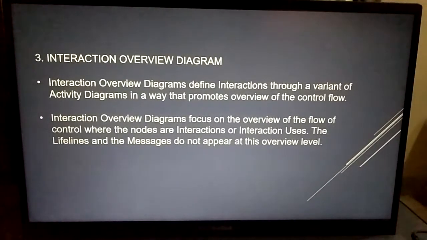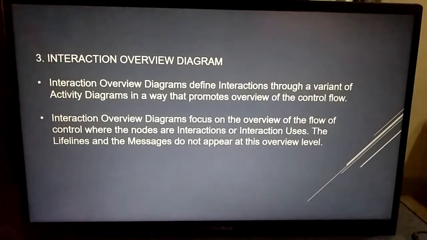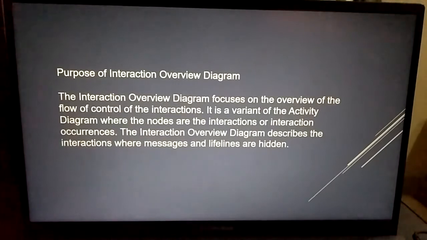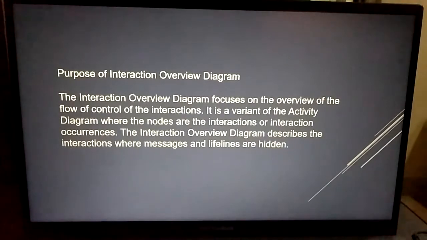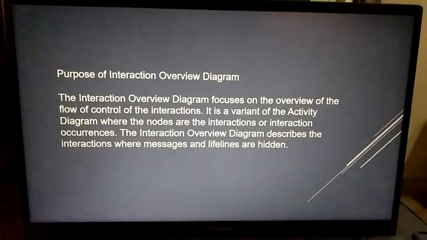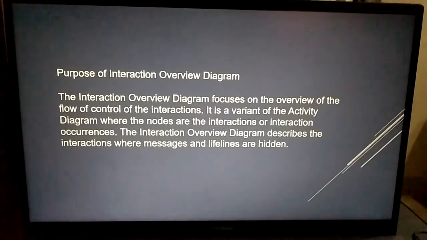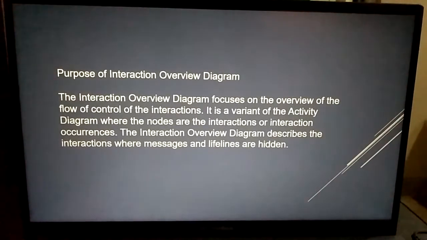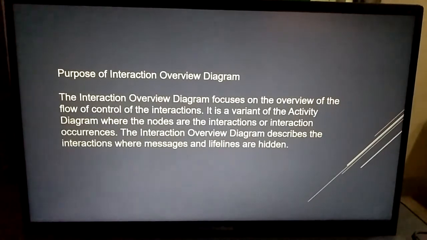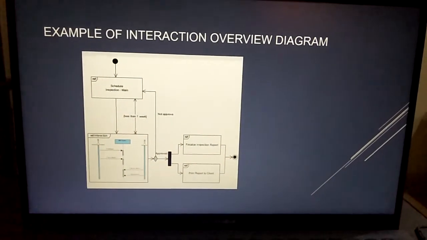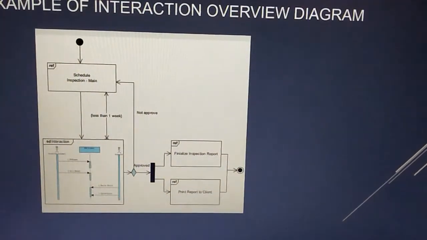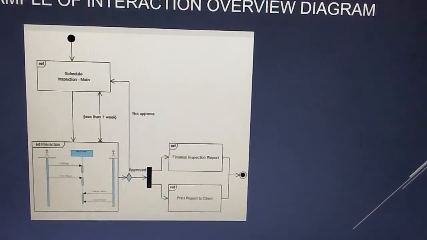The lifelines and the messages do not appear at this overview level. The interaction overview diagram focuses on the overview of the flow of control of the interactions. It is a variant of the activity diagram where the nodes are the interaction or interaction occurrences. The interaction overview diagram describes the interaction where messages and lifelines are hidden. So, here is an example of interaction overview diagram.